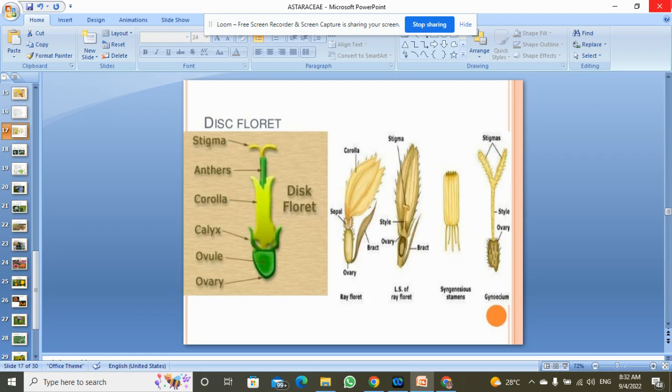So the disc floret, you see how the disc looks. At the top is the stigma, and the anthers are the lower one, which surround the stigma, and the lower one is the corolla, where you can see the union of 5 petals in the form of a tube-like structure, and the calyx is in the form of a pappus. The ovule is inside this ovary. So that is about the disc floret.